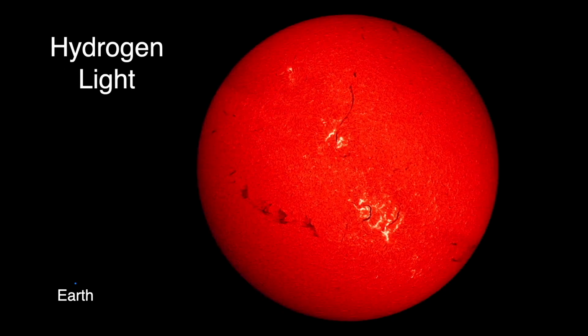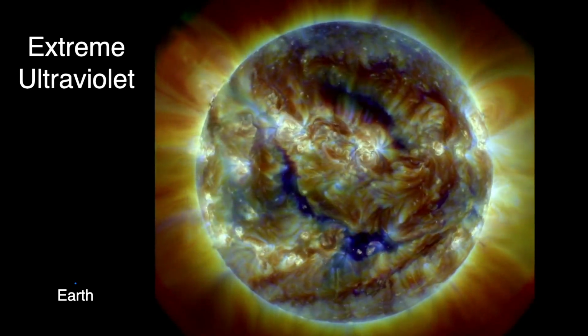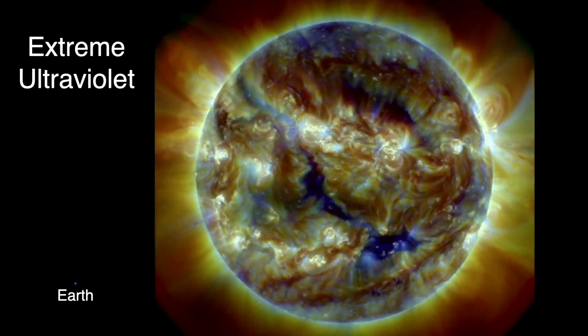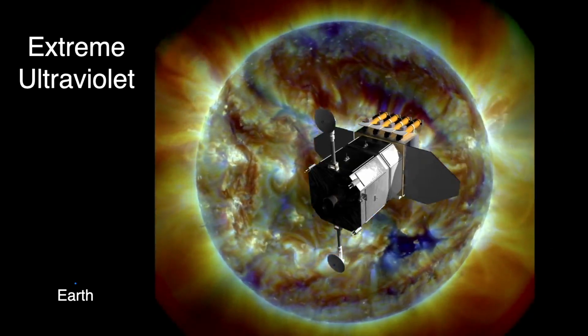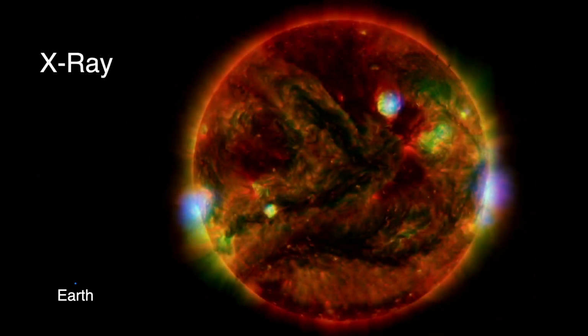If you looked at the Sun in the red light given off by hydrogen, you'd get a different picture, telling you a whole new set of information. In the visible violet light of the element calcium, you learn even more. With spacecraft above the atmosphere, you can observe the Sun in extreme ultraviolet. This view was taken from the Solar Dynamics Observatory, or SDO. This X-ray view of the Sun is a combination of 3 different satellite views. Each type of light tells us something different about our star, the Sun.